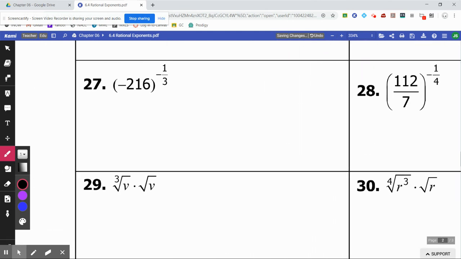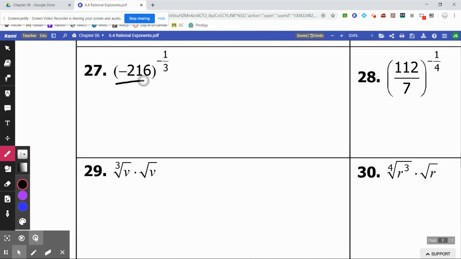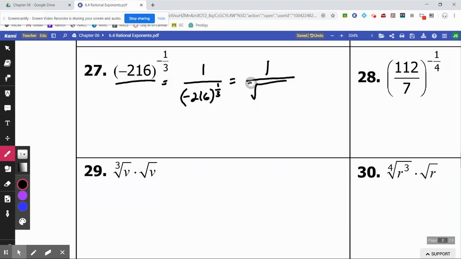Number 27. Anytime you have a negative exponent, again, you need a fraction bar. Let's bring it to the bottom. That's going to be negative 216. Notice the negative did not change, only the exponent. So make sure you don't change a negative out front when you move it across fraction bar, only the negative on the exponent. So now that I have on bottom, that will be the 3rd root of negative 216, which we actually know. The 3rd root of negative 216 is a negative 6.